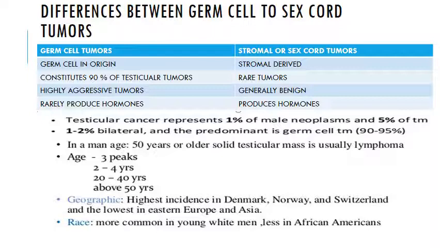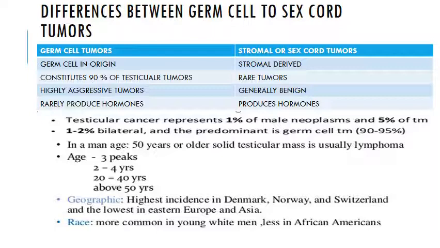The germ cell tumors are highly aggressive tumors when compared to sex-cord tumors. And germ cell tumors rarely produce hormones. Sex-cord stromal tumors, that is those consisting of Leydig or Sertoli cells, as you know, produce hormones.